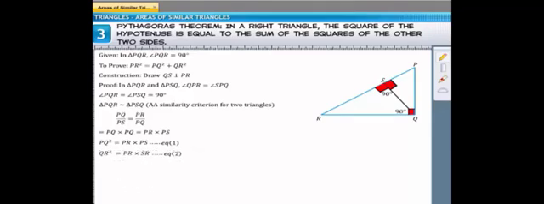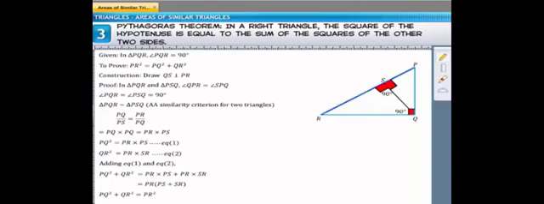Now, adding the equations 1 and 2, we get PQ square plus QR square is equal to the product of PR and PS plus the product of PR and SR. From the figure, we get PS plus SR is equal to PR. Hence, we get PR square is equal to PQ square plus QR square.